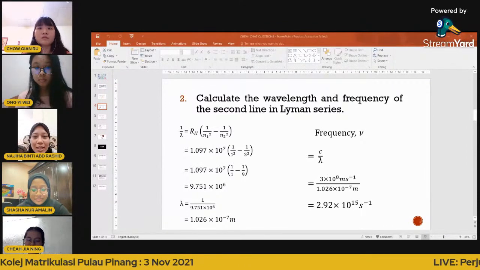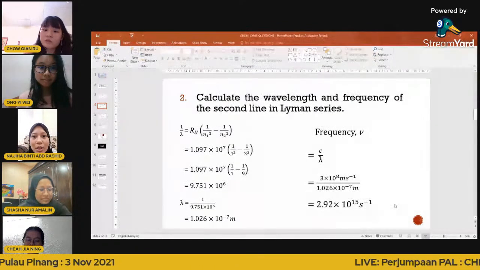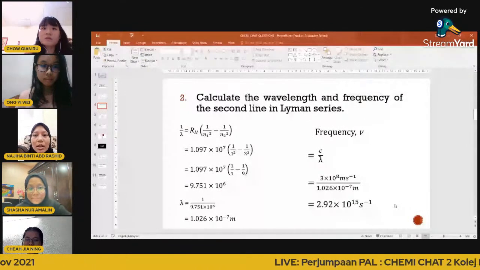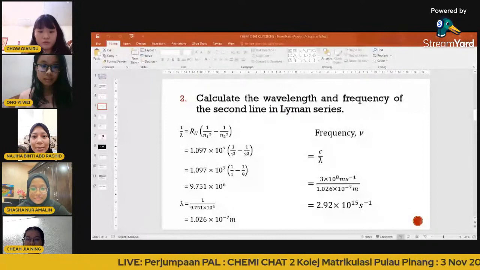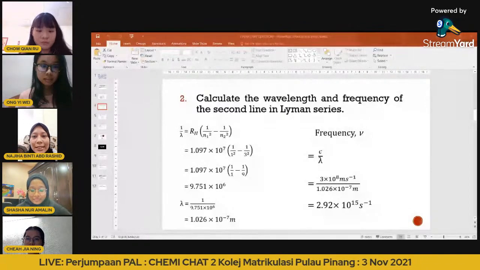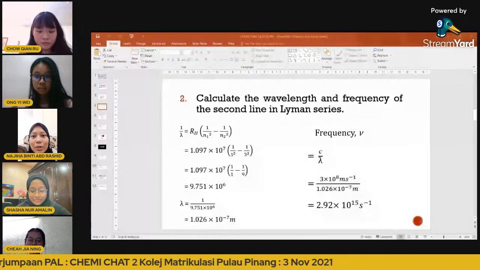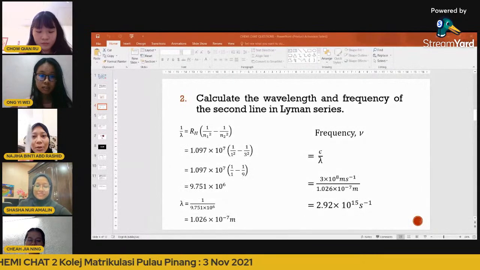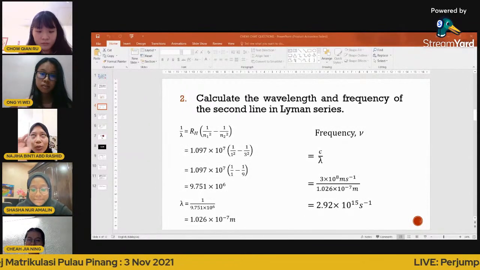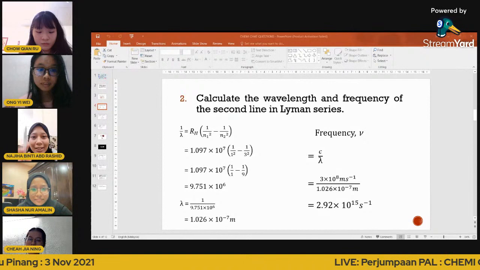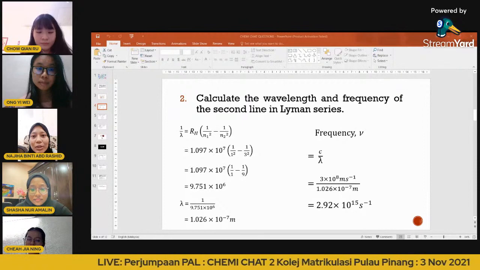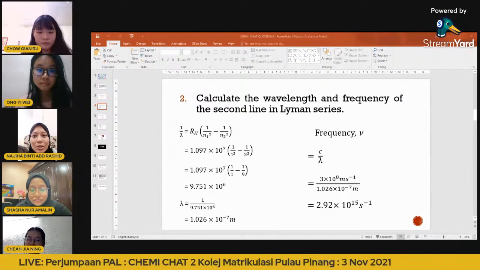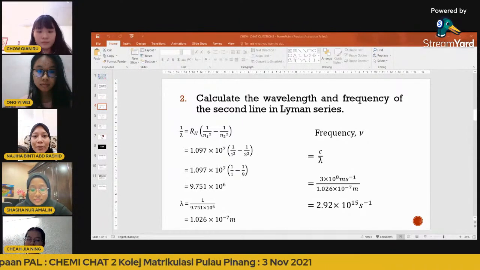So the question says that calculate the wavelength and frequency of the second line in Lyman series. And we know that for Lyman series, n final will be equal to 1. And it says here second line. Second line means the first line must be n equal to 2 to n equal to 1. They want the second line. Second line means n equal to 3 to n equal to 1. So here the question wants wavelength and frequency.